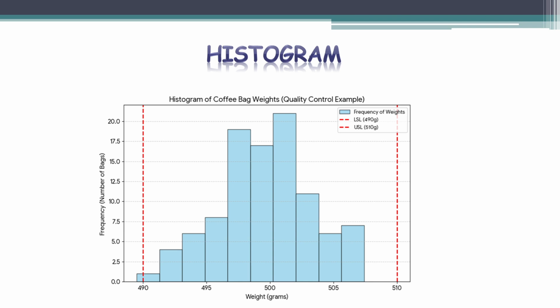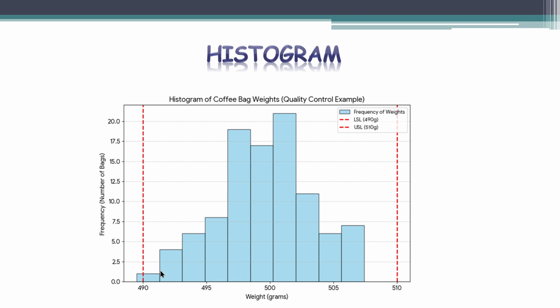Next, draw the bars based on the data collected. The height of each bar corresponds to frequency. The crucial part in a histogram is the bars must touch because the data are continuous. In this chart, the lower specification limit is 490 grams and upper specification limit is 510 grams.